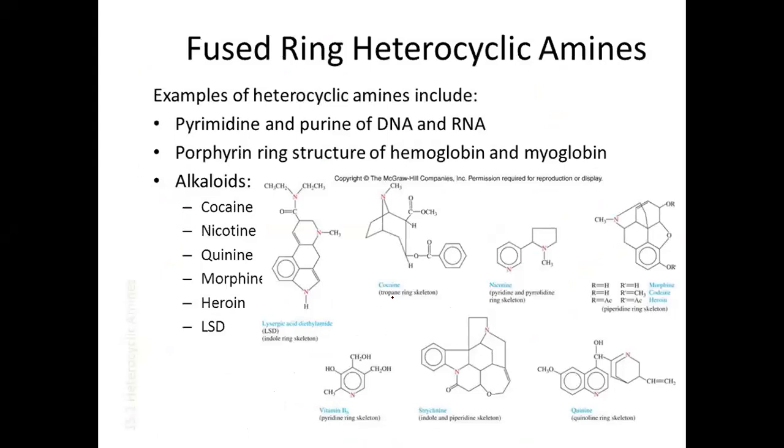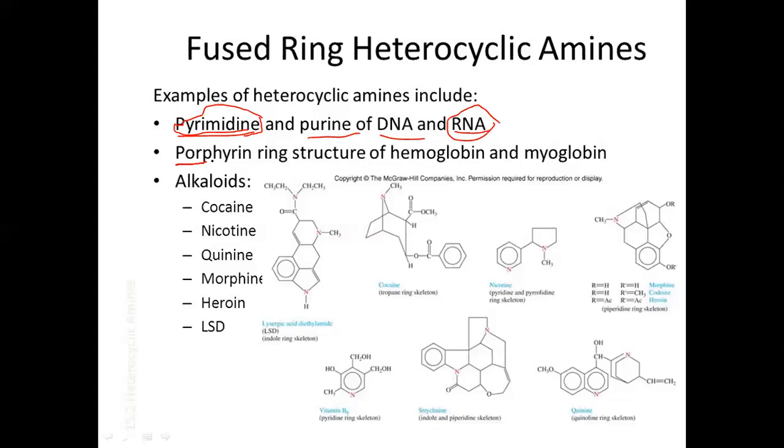The next class of heterocyclic compounds is the fused ring heterocyclic amines. These are examples of heterocyclic compounds. Okay, so here we know about RNA and DNA. Okay, in RNA and DNA, you know the pyrimidine and purine. Okay, purine and pyrimidine. So these are also heterocyclic compounds. If you see their structure, you will see there is a nitrogen and some other heteroatom there. Okay, and a cyclic form is there, so it is called a heterocyclic compound.